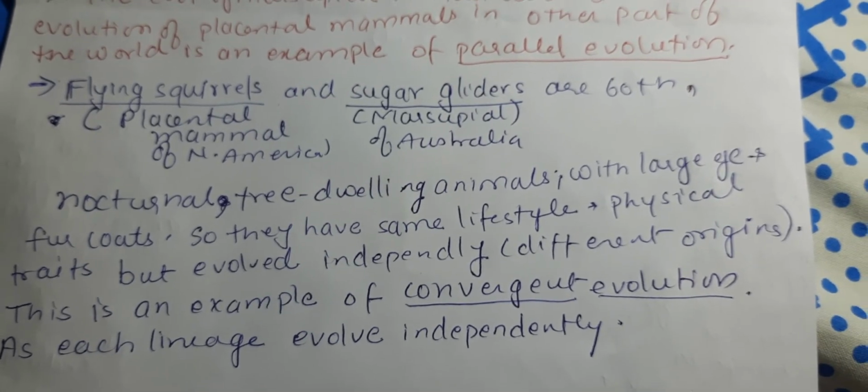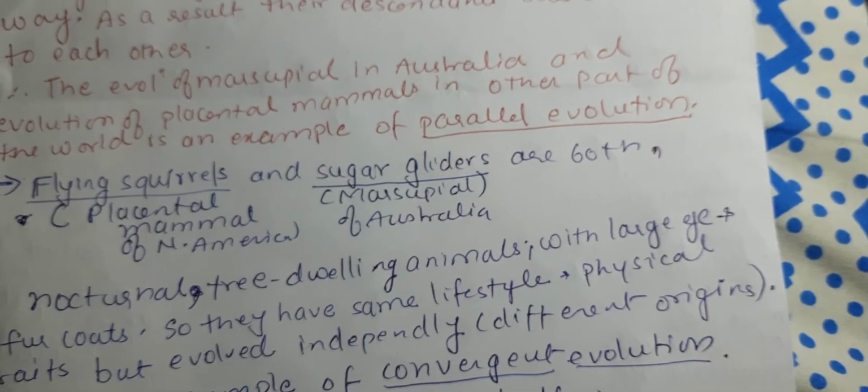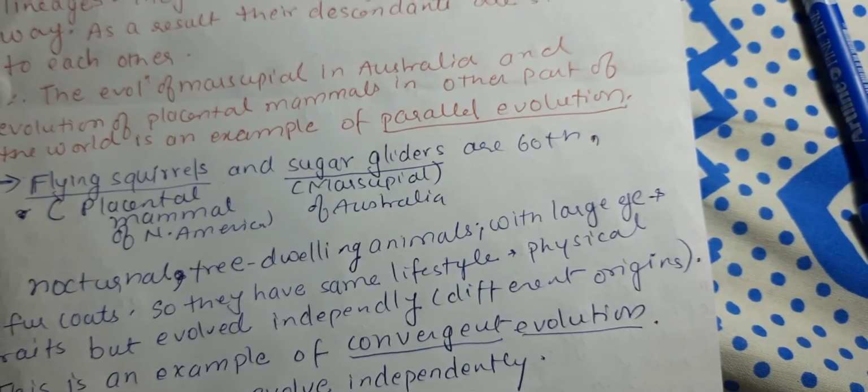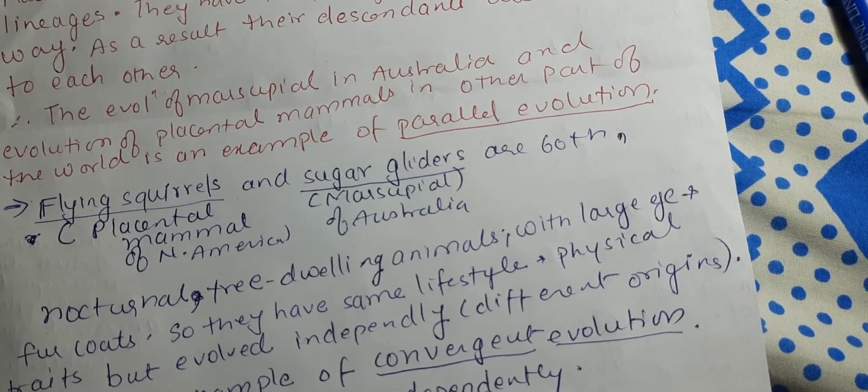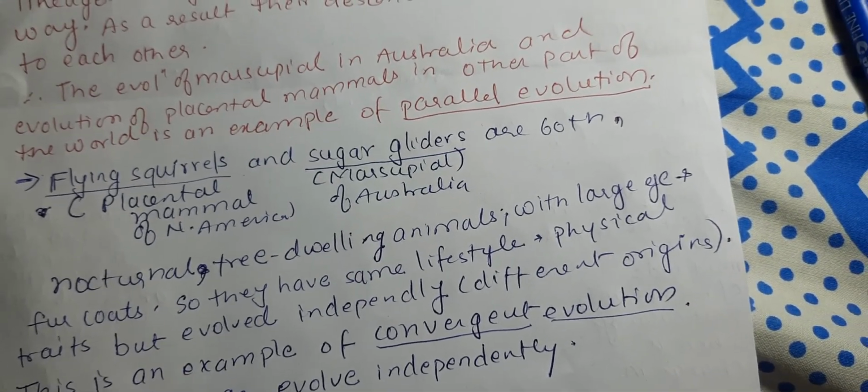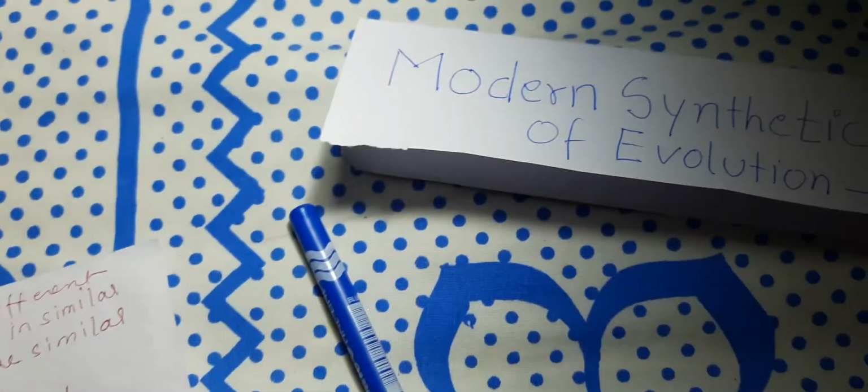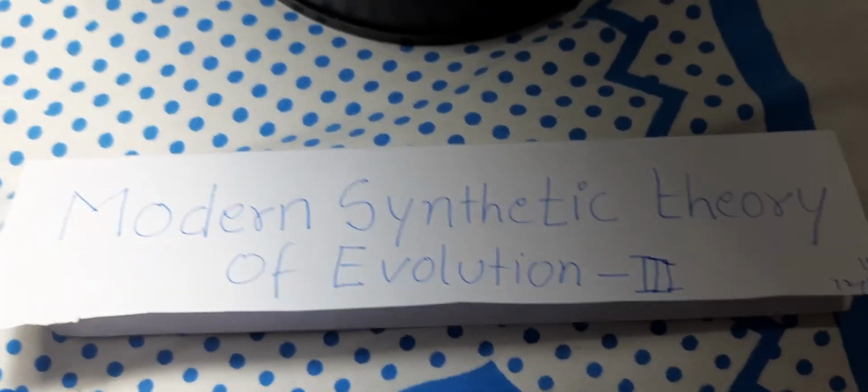So here this example explains the different types of evolution. So here we complete the evolution.